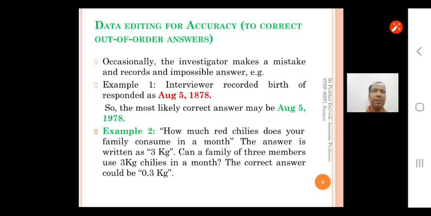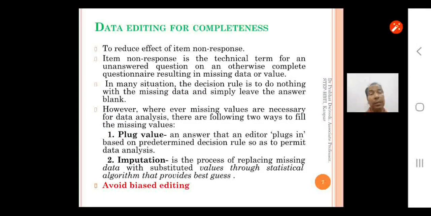Let's take another example. Suppose for the question, how much red chilies does your family consume in a month, the answer recorded is say 3 kilograms. We can easily understand that a family of 3 persons cannot consume 3 kilograms of chilies in a month. It cannot be possible. So the correct answer might be 0.3 kilogram, and the decimal point might have been omitted. So we need to correct it. This is how data editing for accuracy is required to correct out of order answers. Now, the third category of data editing is performed for the purpose of completeness.